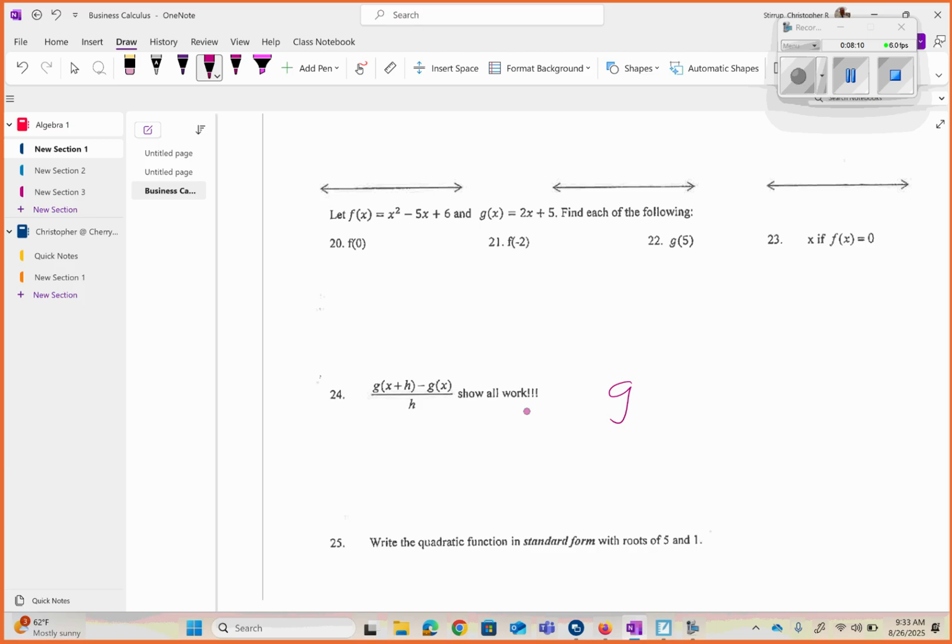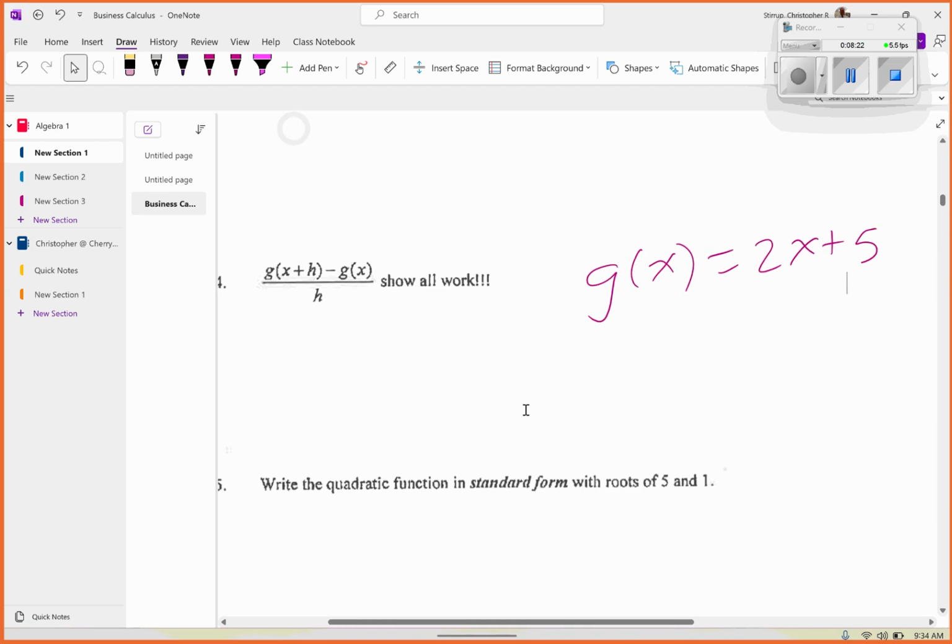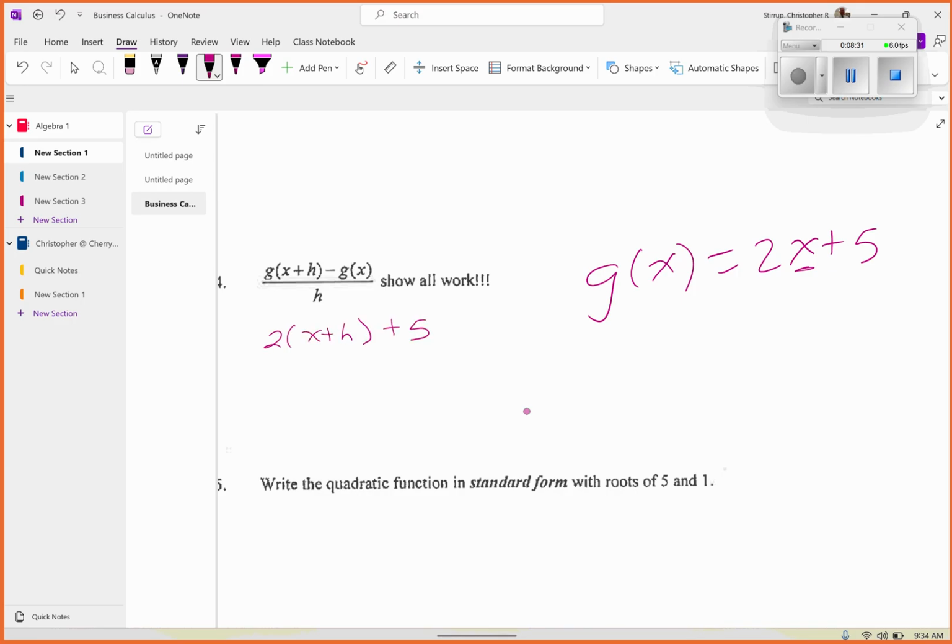We are going to use the g of x equation, which is this. What we're going to do is substitute x plus h in for x. So the first thing I'm going to do is 2 times (x plus h) plus 5. Then I'm going to subtract this, so I have to make sure I have a negative distributed here and here, and it's all divided by h. Does that arithmetic seem to make sense?